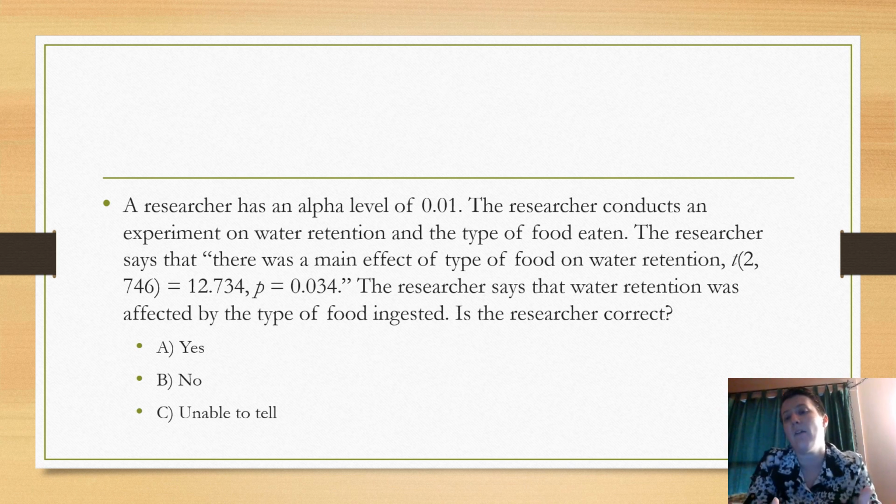If they set their alpha at 0.05, they would be. But since their alpha is at 1%, since it's at 0.01, their claim of having a main effect in this experiment is incorrect. They do not have statistical significance. They do not have a main effect.